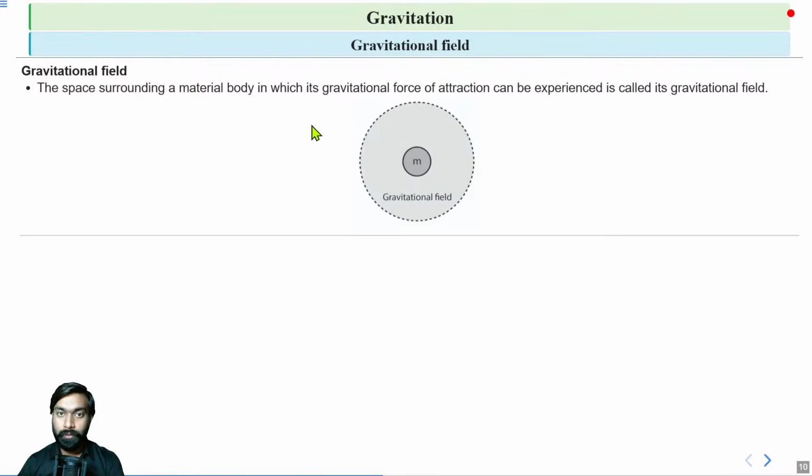So look at the figure. Suppose we have a body of mass small m. The force, or we can say field, experienced by this body around the space surrounding a material body, so the field here is the gravitational field.